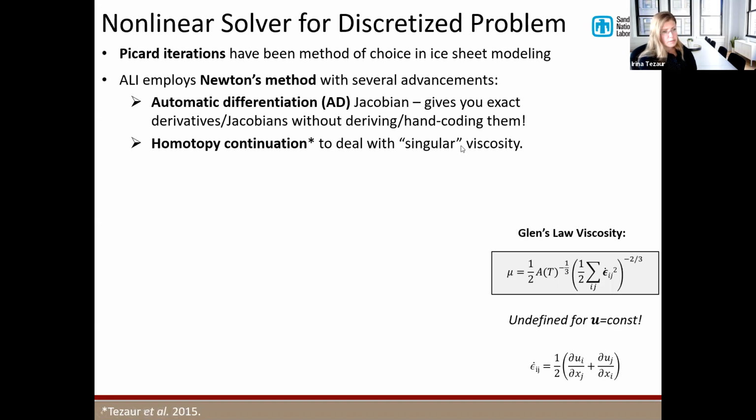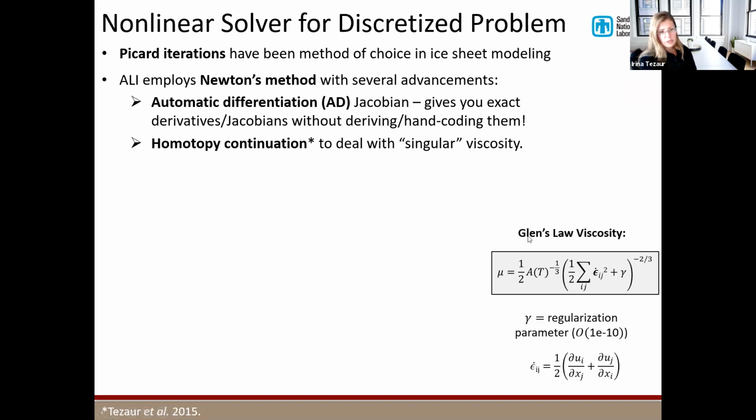So just to introduce this problem very quickly, I have my Glen's law of viscosity from earlier in the talk. When you don't have a good initial guess for Newton's method, you typically will use a constant, right? When you use a constant initial guess within this mu expression, the strain rate will evaluate to 0 because the gradient of a constant is 0. Then when you plug it in here, you're going to get not a number. You're going to get NaN because of the exponent that you have. And that's a real problem for this application.